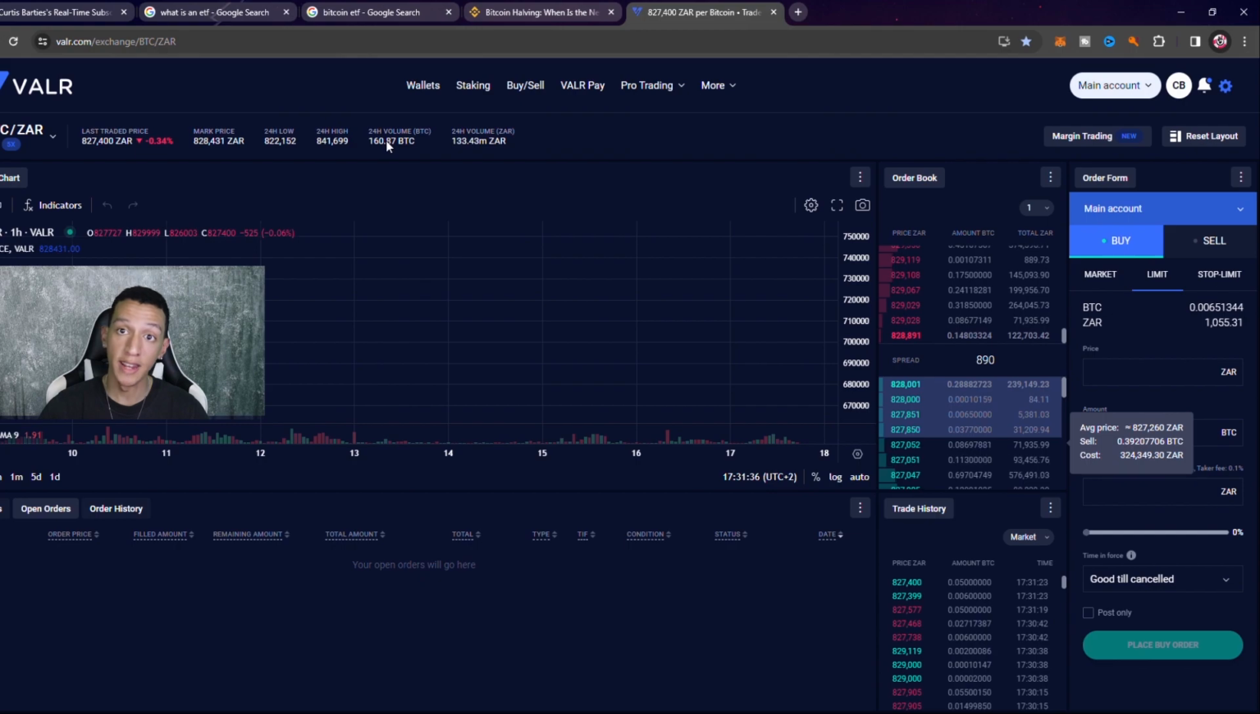This is not compared to any other volume on other platforms. This is the volume of BTC being traded on VALR. 24-hour volume, which is, there we go. Here we've got the trading chart.